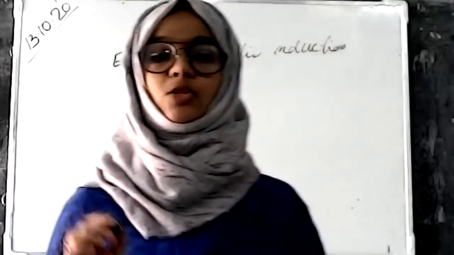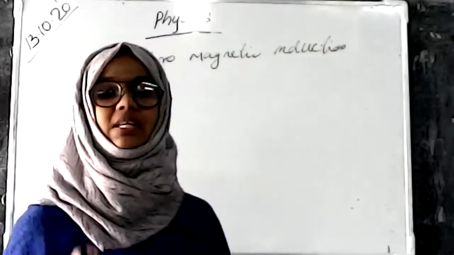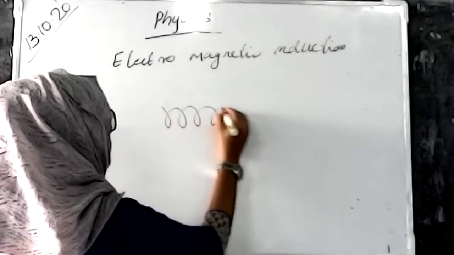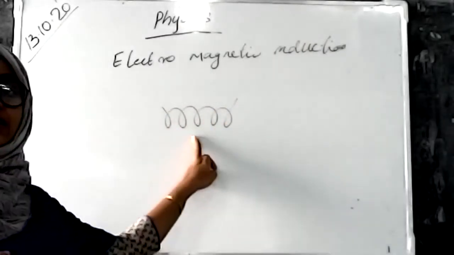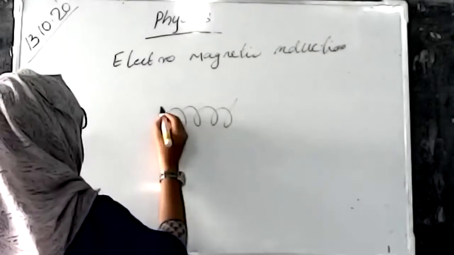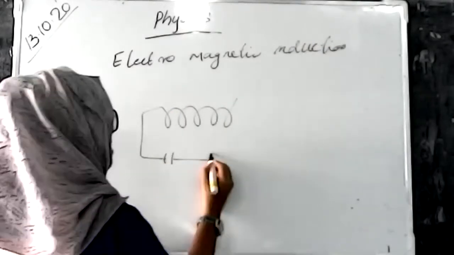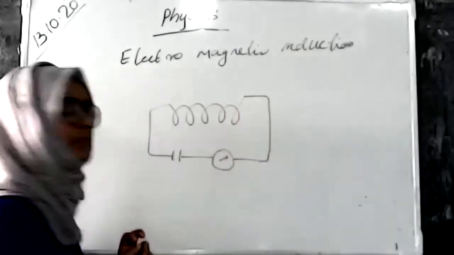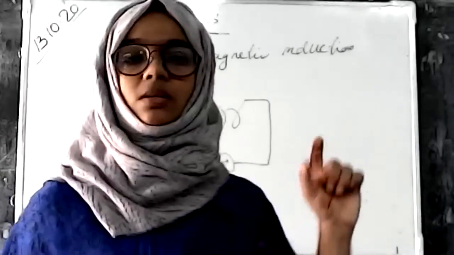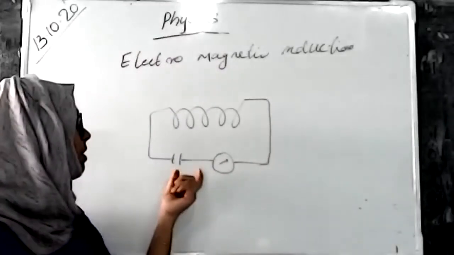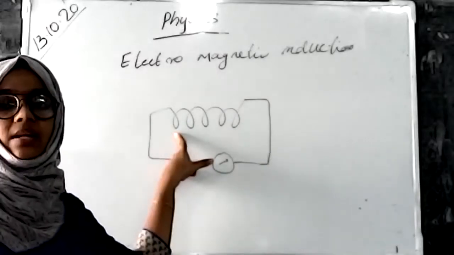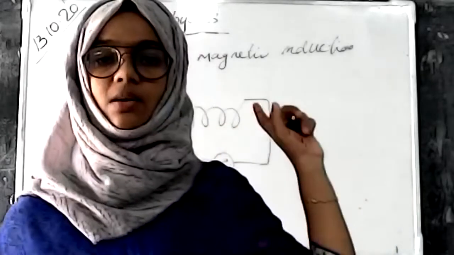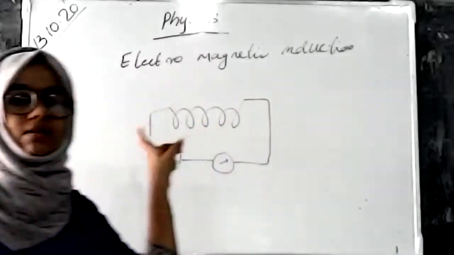For understanding electromagnetic induction, we have a simple experiment. Here we have a solenoid, and this solenoid is connected with a cell and a galvanometer. When we switch on this cell, this solenoid becomes an electromagnet. We make an electromagnet by passing electricity through the solenoid.